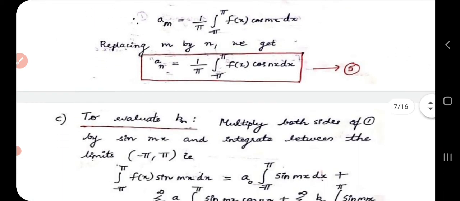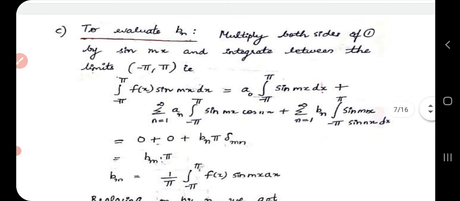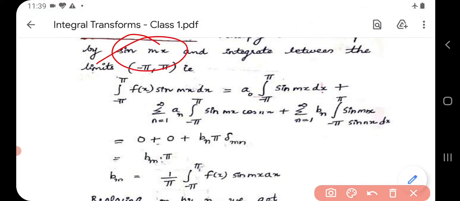Now similarly, you can find bn also. For that, the only difference is that you have to multiply LHS and RHS of equation 1 with sin mx. In the other case, it was cos mx. Now it is sin mx. And then integrate from minus pi to plus pi. So it will look like this.